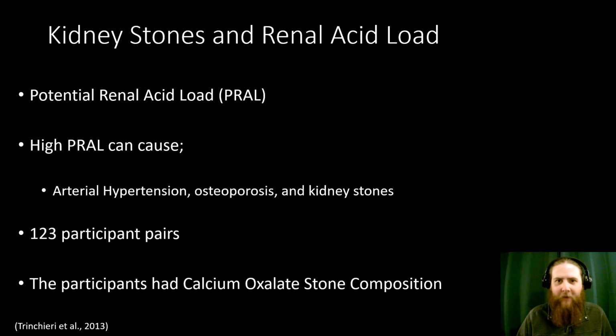The capacity of a food to create an acid or a base is something we call the potential renal acid load, or PRAL. In this study, we are looking at individuals who have kidney stones and seeing if their PRAL from food intake has any correlation with those kidney stones. Now, high PRAL can cause arterial hypertension, so high blood pressure, osteoporosis, as we're getting less calcium inside of the bones, and kidney stones, as we're getting more calcium buildup inside of the kidneys and ureters.